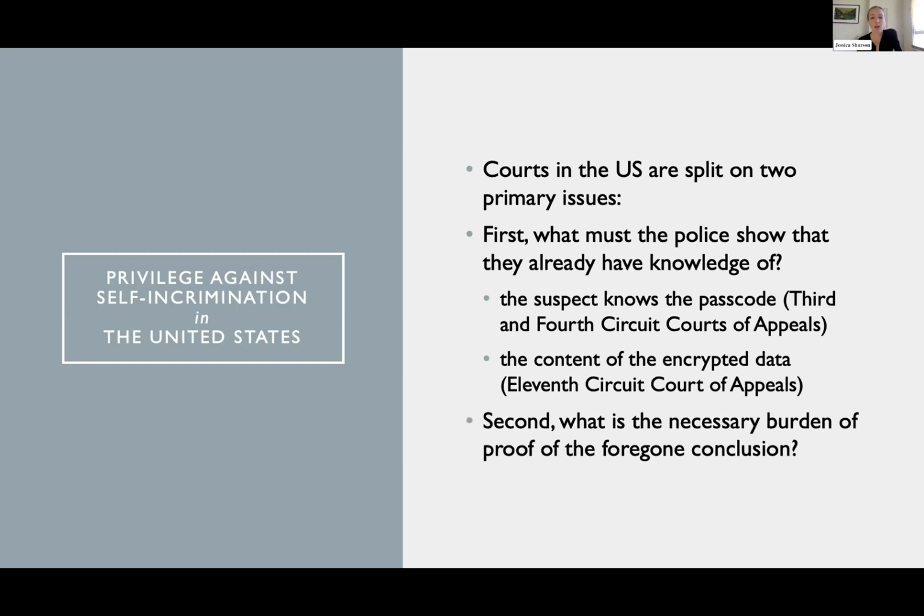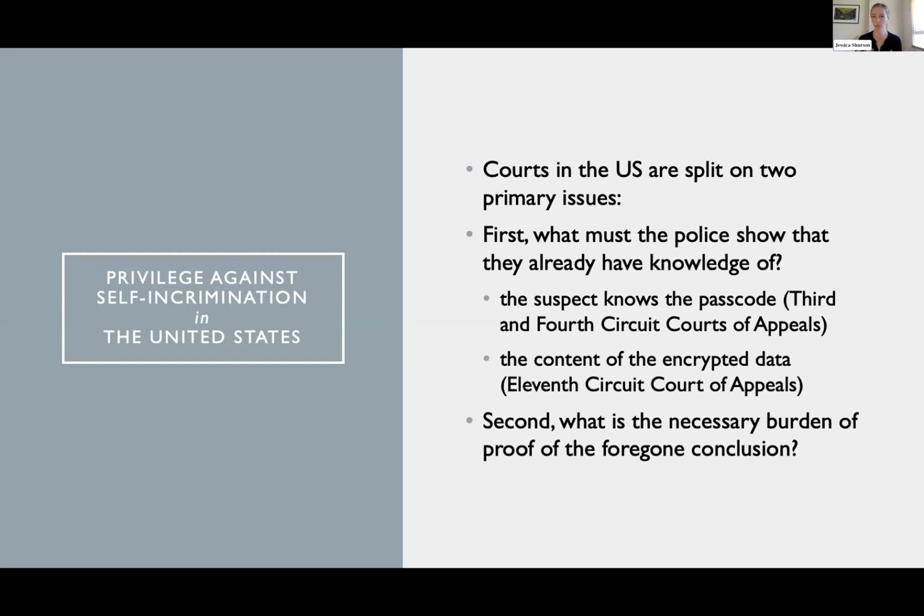The courts are also split on what the burden of proof is. So what must the police show? Must they show the foregone conclusion beyond a reasonable doubt? Must they show clear and convincing evidence, or a balance of probabilities? It's all over the place on that. So we may suspect that the US Supreme Court might weigh in on this in a few years. It's hard to say exactly.